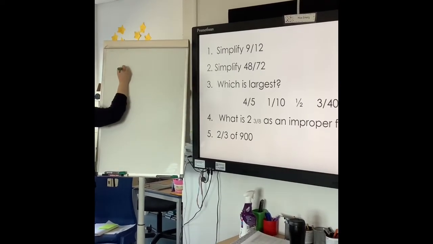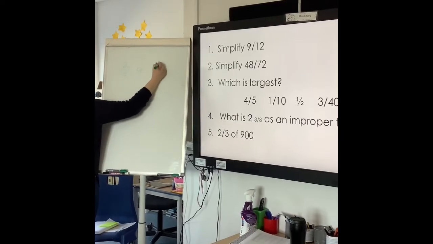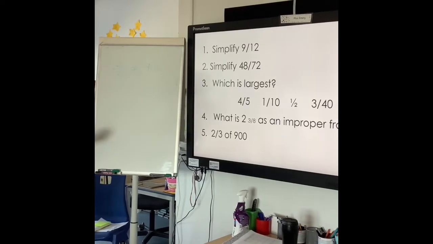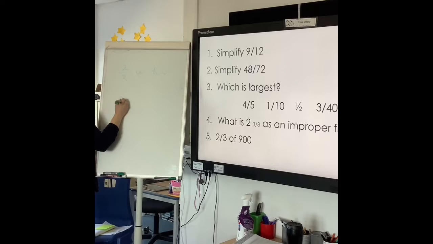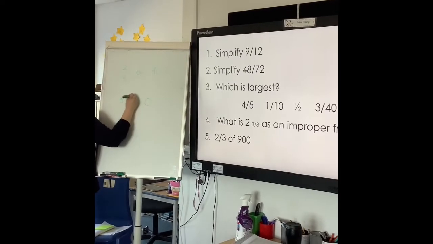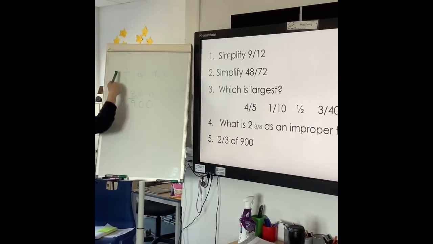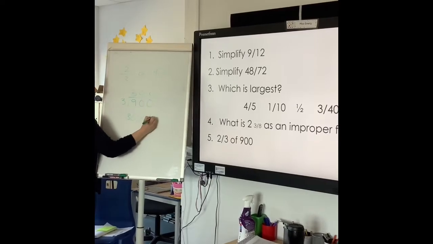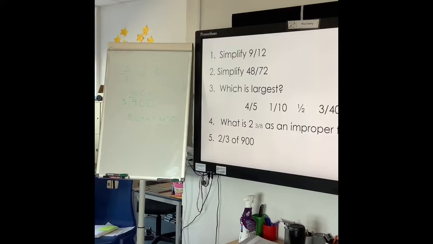Lastly, find 2/3 of 900. I will officially lose the plot if anybody from my maths group can't remember how to do this. So we divide the amount by the denominator. You can do it with method if you need to. Hopefully you didn't, but you can. And then you times it by the numerator. 300 times 2 is 600. Well done.